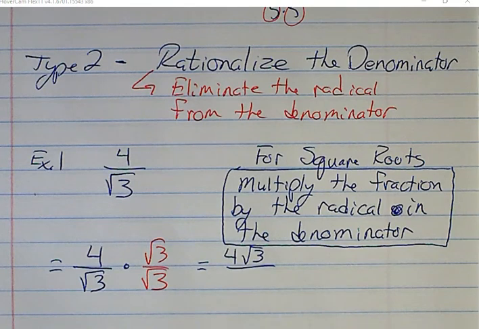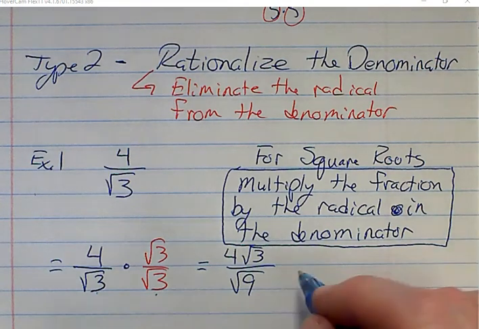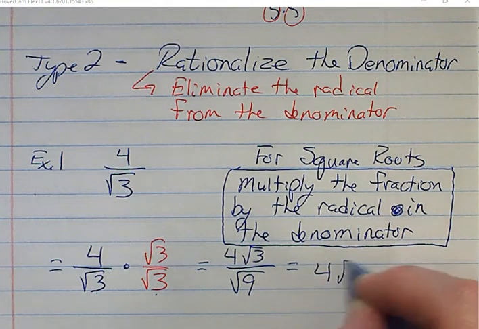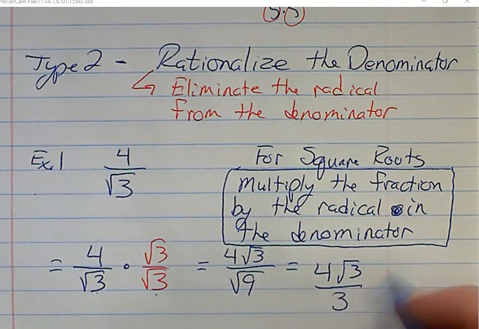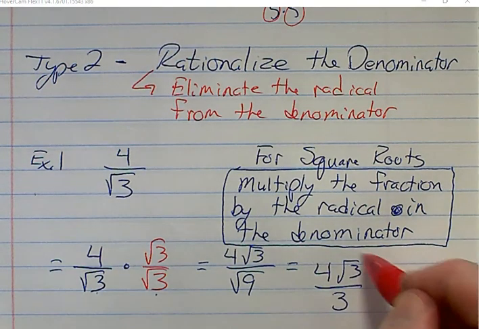On the bottom, though, what is the square root of 3 times the square root of 3? 3 times 3 is 9, because that's what we were doing yesterday when we were multiplying the parts together, you just multiply these two numbers together. But what is the square root of 9? 3. Just 3. Okay, so that's 4 square root of 3 over 3, and that would be the final answer that we're looking for.